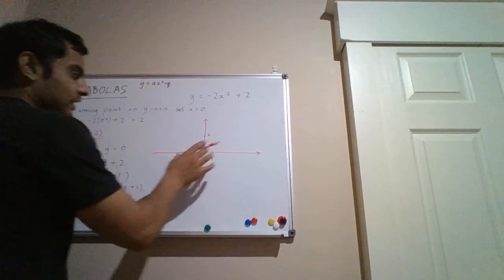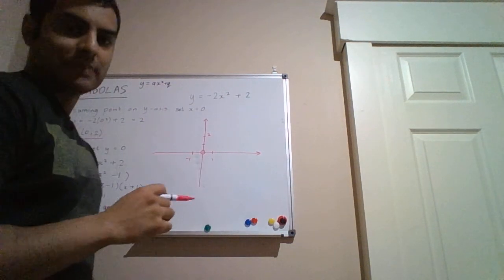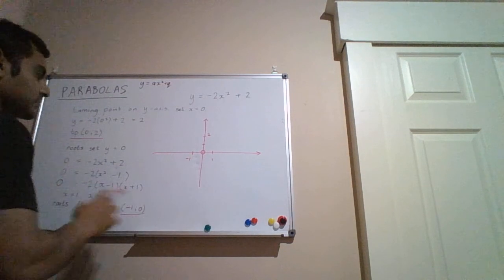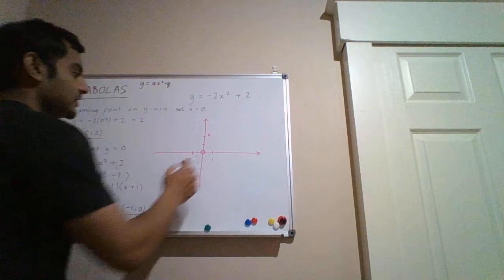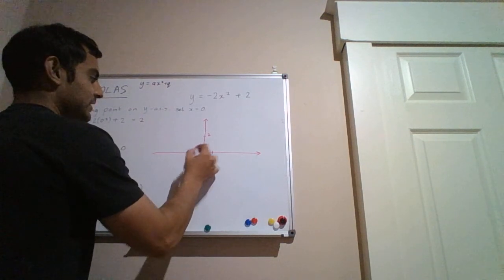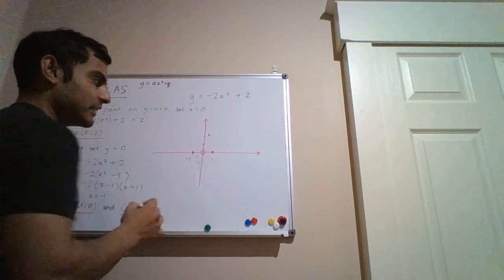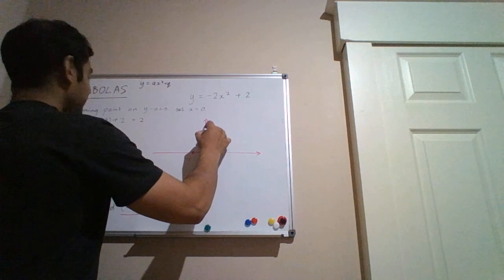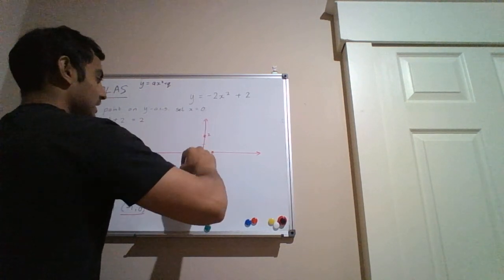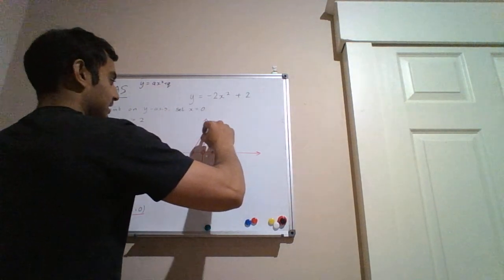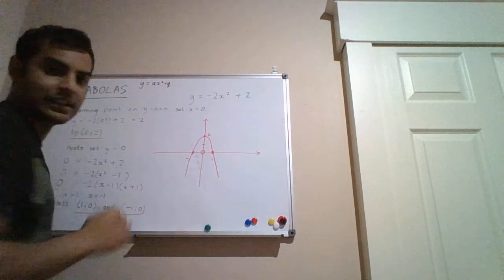So I've just kept it quite small because there's just so few points. So the roots are at minus 1, 0 and 1, 0, and the turning point is at 0, x equals 0, y equals 2. So these are the 3 points, and our graph would look roughly like this.